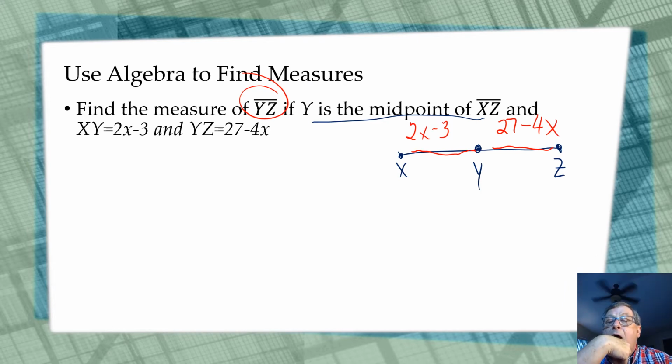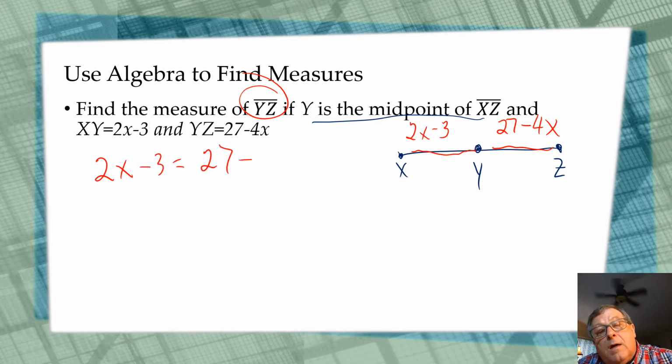Well, if Y is the midpoint, XY and YZ have to be equal to each other. So let's set both of these equations equal to each other and solve for X. So I've got 2X minus 3 equals 27 minus 4X. And once I find a value for X, I can plug that back into this equation right here and find the value of YZ.